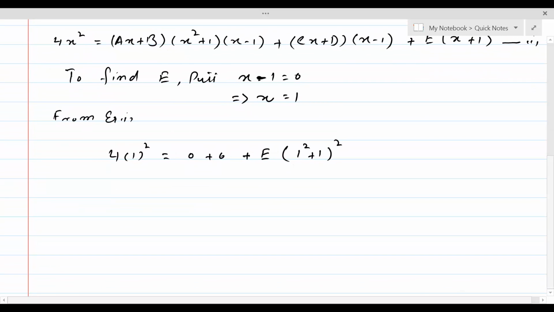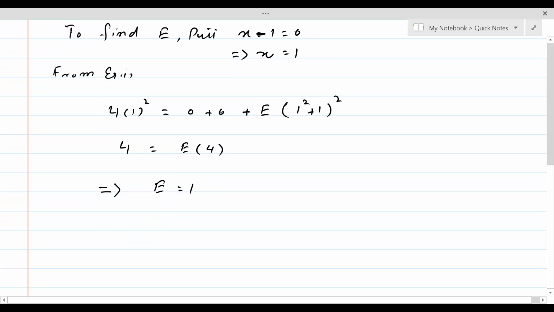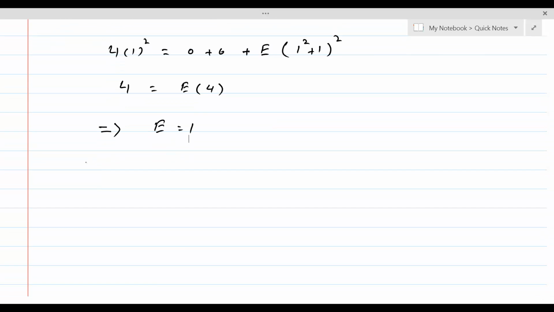This will be equal to 4 equal to e into 2². So that will be 4 as well. This means the value of e will be equal to 1. We have found the value for e. Now we will be comparing coefficients for the highest powers of x.